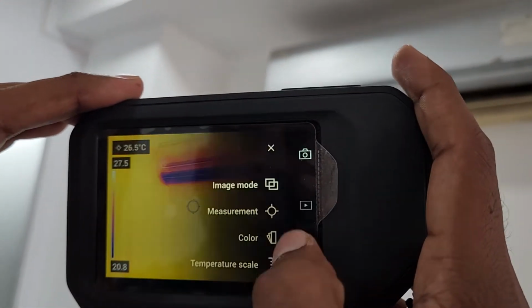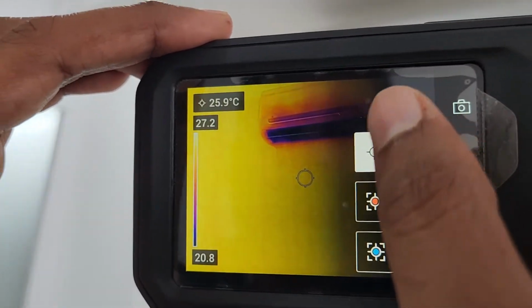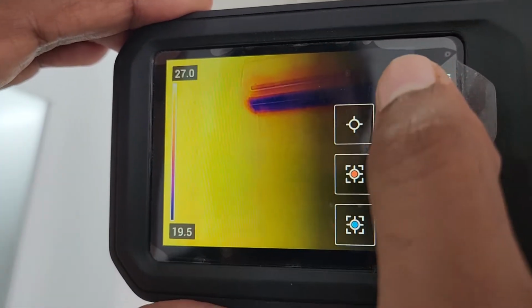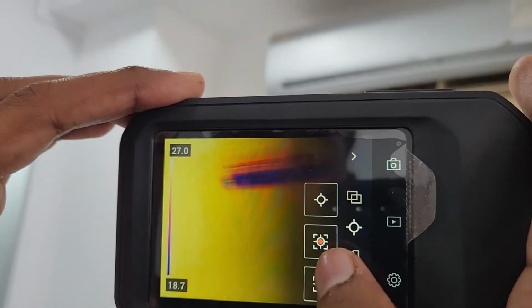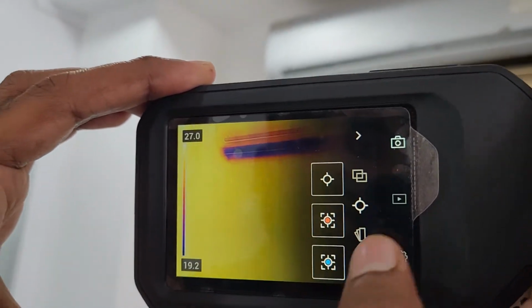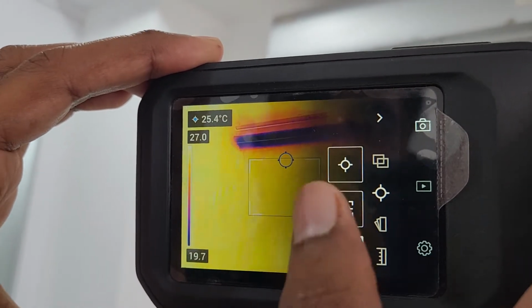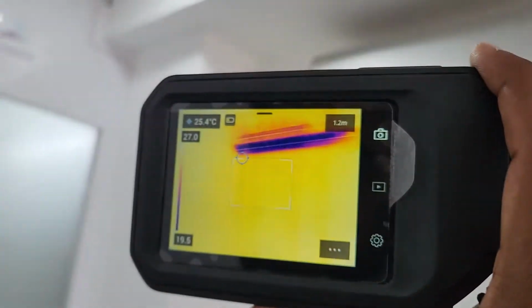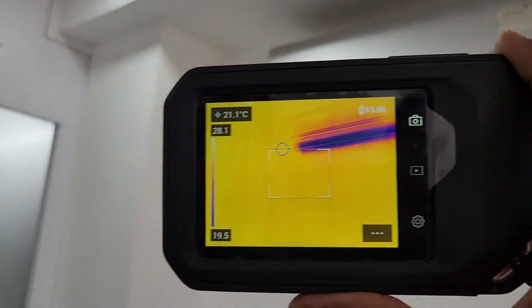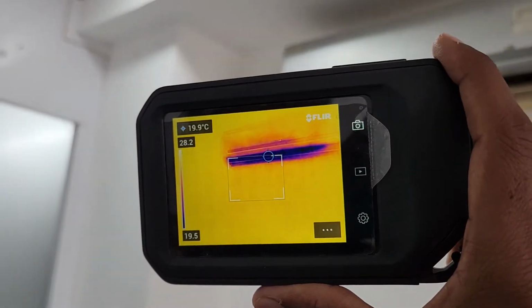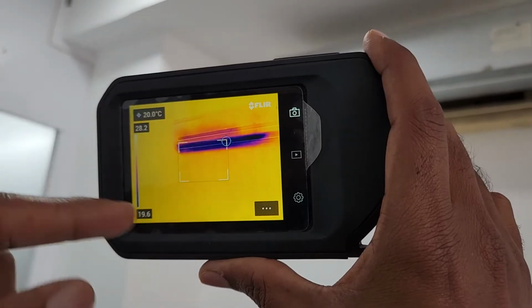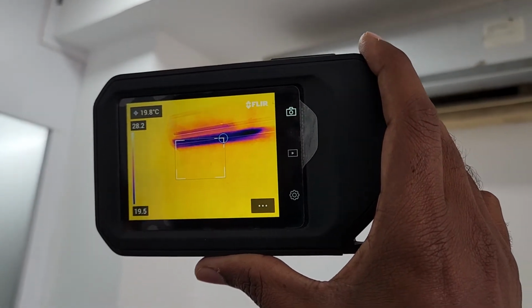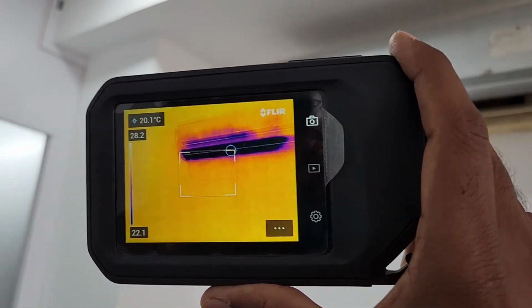There is one auto option available where you have to go and select. You have to deselect the center point. Then you have to select the auto hot spot and auto cold spot. For water leakage, you have to select the auto cold spot. Here I am selecting the cold spot. Whichever cold spot is available in the frame, the cursor will automatically go there. Here it is automatically selecting whichever is the colder point or cold spot, and the cursor goes there.